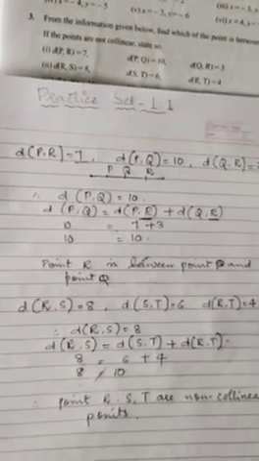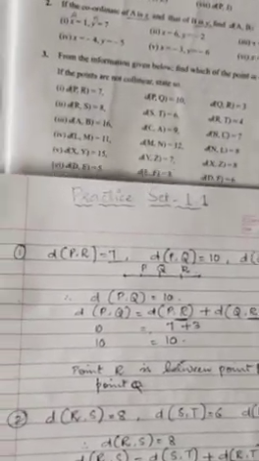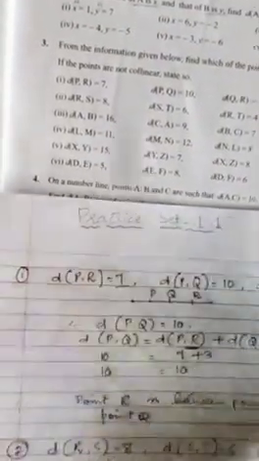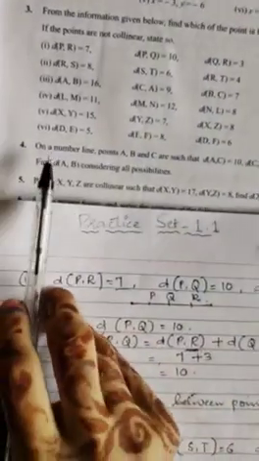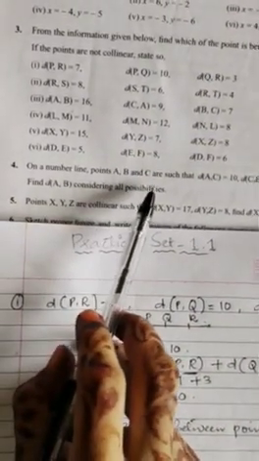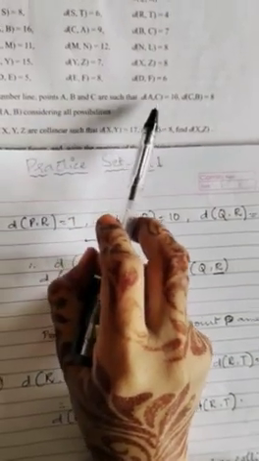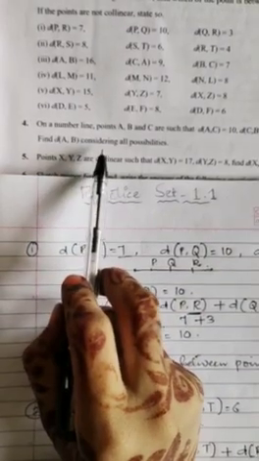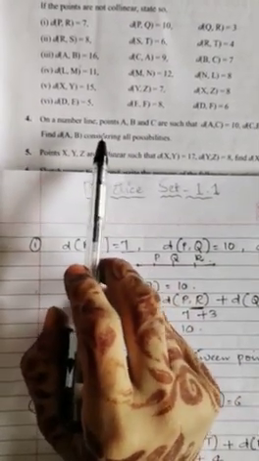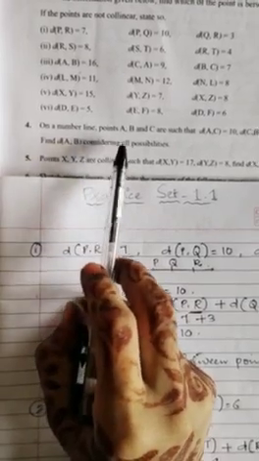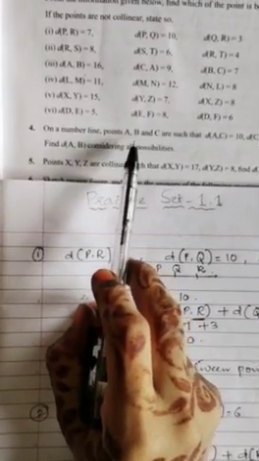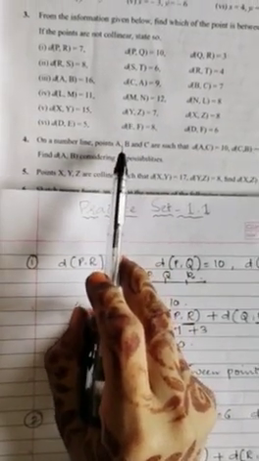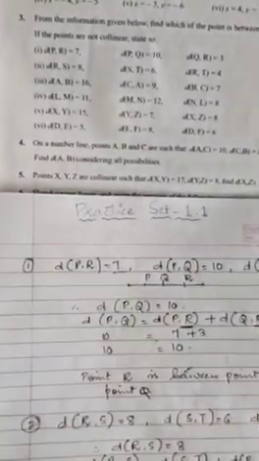So like this are the first and second questions. You have to solve the further questions. Here 6 questions are given, so you have to solve the rest. So question number 4. On the number line, points A, B and C are such that distance AC is equal to 10, BC is equal to 8. Find distance AB considering all possibilities. Have you got the question? On the number line, 3 points A, B and C are there. The distance AC is 10. The distance BC is 8. Then we have to find the distance AB. Will you find it? See how we have to solve this.